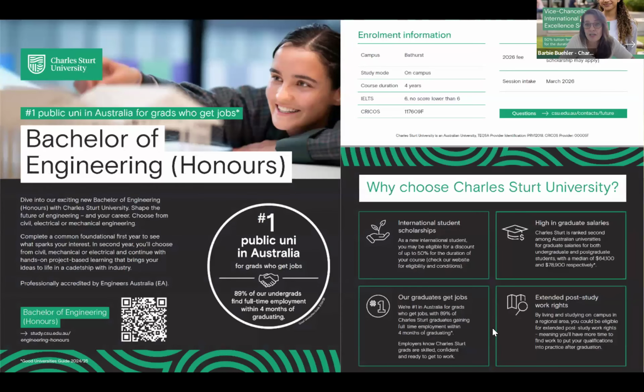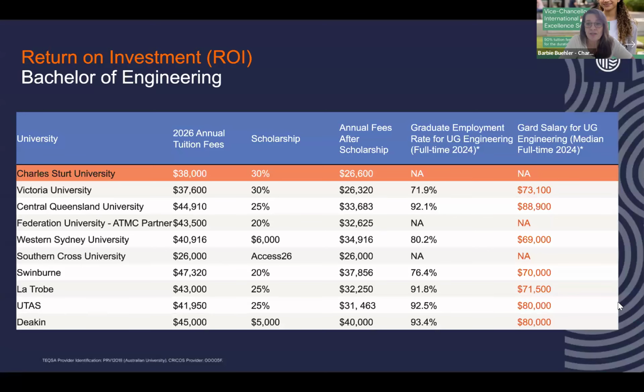Now, this is a pretty unique program, the fact that they get paid for 2 years while they're studying. You can see here the fees are $38,000 per year. However, scholarships will apply. Now, just to give you an idea of the return on investment, because at the end of the day, this is the most important part. After your tuition fees and then after your scholarship, what does the annual fee look like? And then also it would come down to employment opportunities and also graduate salaries.